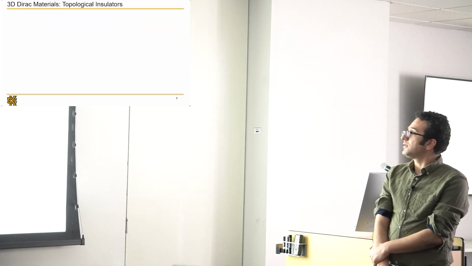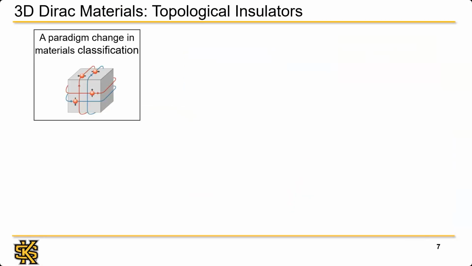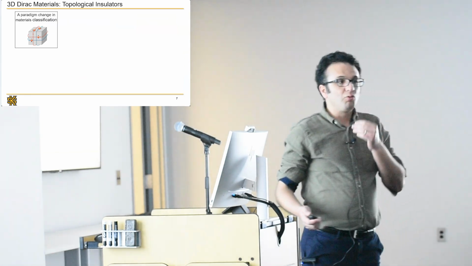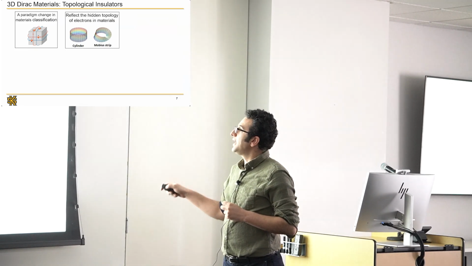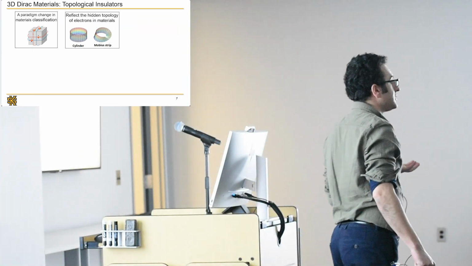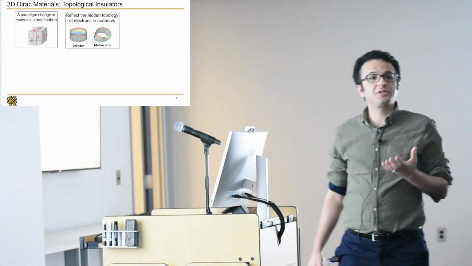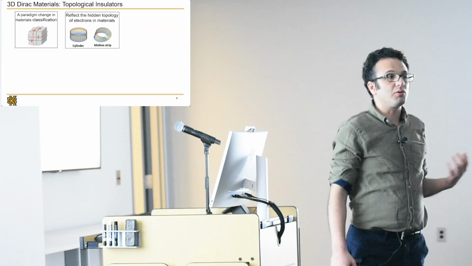So topological insulators really changed the paradigm of our classification of materials. As you know, we classify materials as metals, insulators, semiconductors, and so on. But then topological insulators appeared, and we discovered that we were missing a lot in our classification. This classification is more general because we need to know the hidden topology of the electrons in the material itself. So it's not enough to look at the simple symmetries. I need to look at the topology of my fermion and the way it evolves across the Brillouin zone.